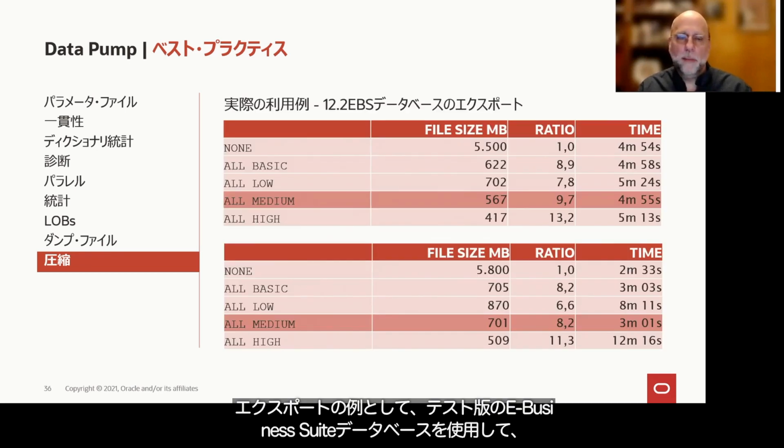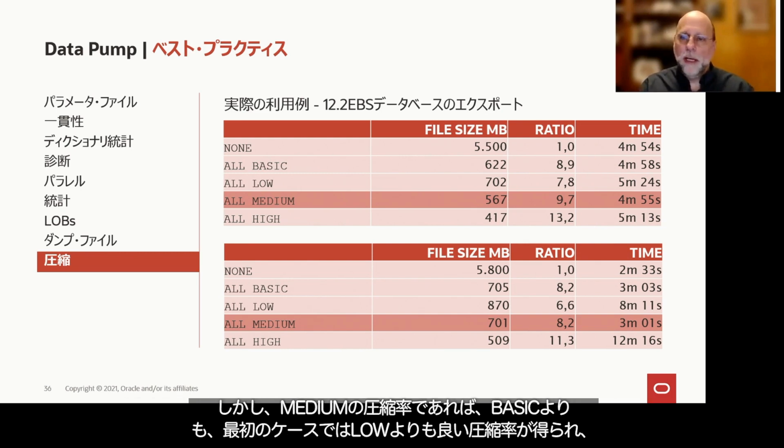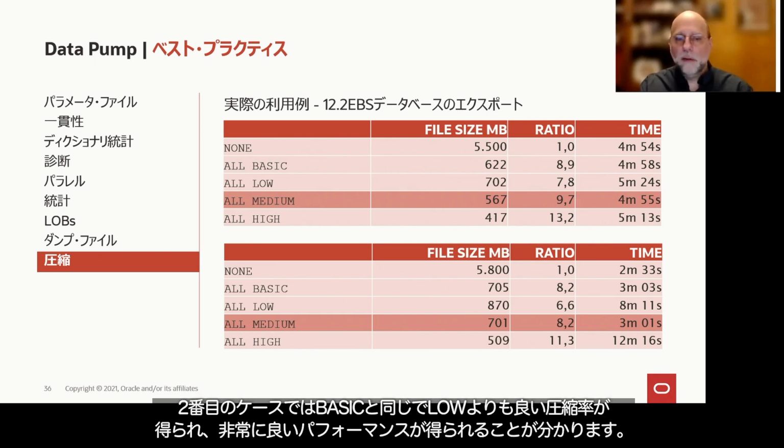So here's some examples of exports I did using our test version of a populated eBusiness Suite database, 2 different schemas, the XLA schema and the MSC schema. Both of them between 5 and 6 gigabytes of data, so not trivial, but not massive. But what you can see is the ratios that you get. Medium gives a good compression ratio, better than basic, better than low in the first case, and same as basic, and still better than low in the second case, and it gives you really good performance.